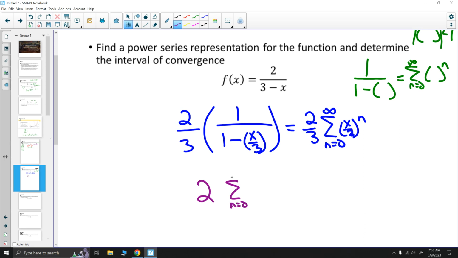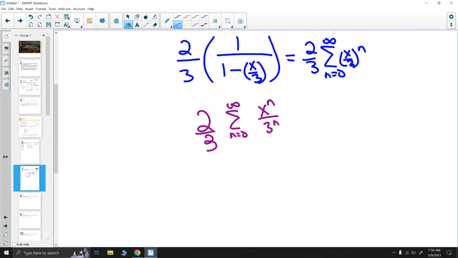N equals 0 to infinity. But this 3, I'm going to put it into here. Now, keep in mind, this is 2/3 of x to the n over 3 to the n. That's what this thing is. So when we put this 3 in, we're going to have 2 times the sum n equals 0 to infinity of x to the n over 3 times 3 to the n. That's going to be 3 to the n plus 1. So this is one of the ways that we can write it.